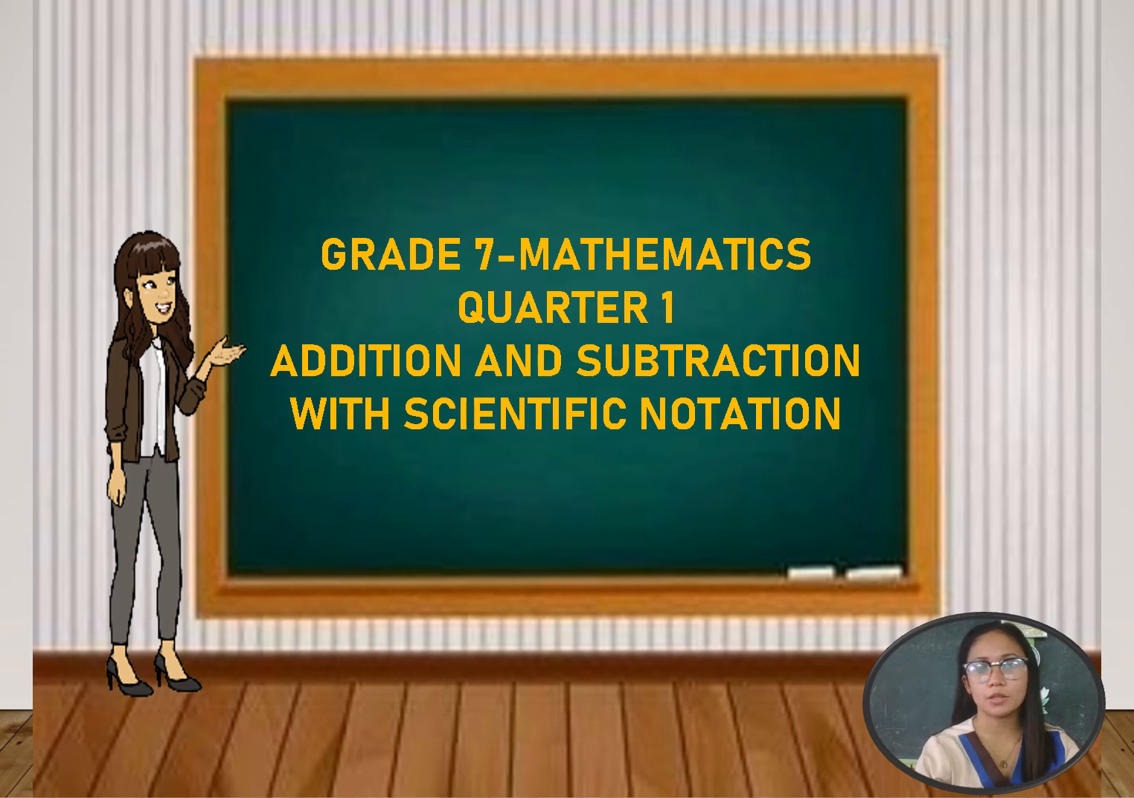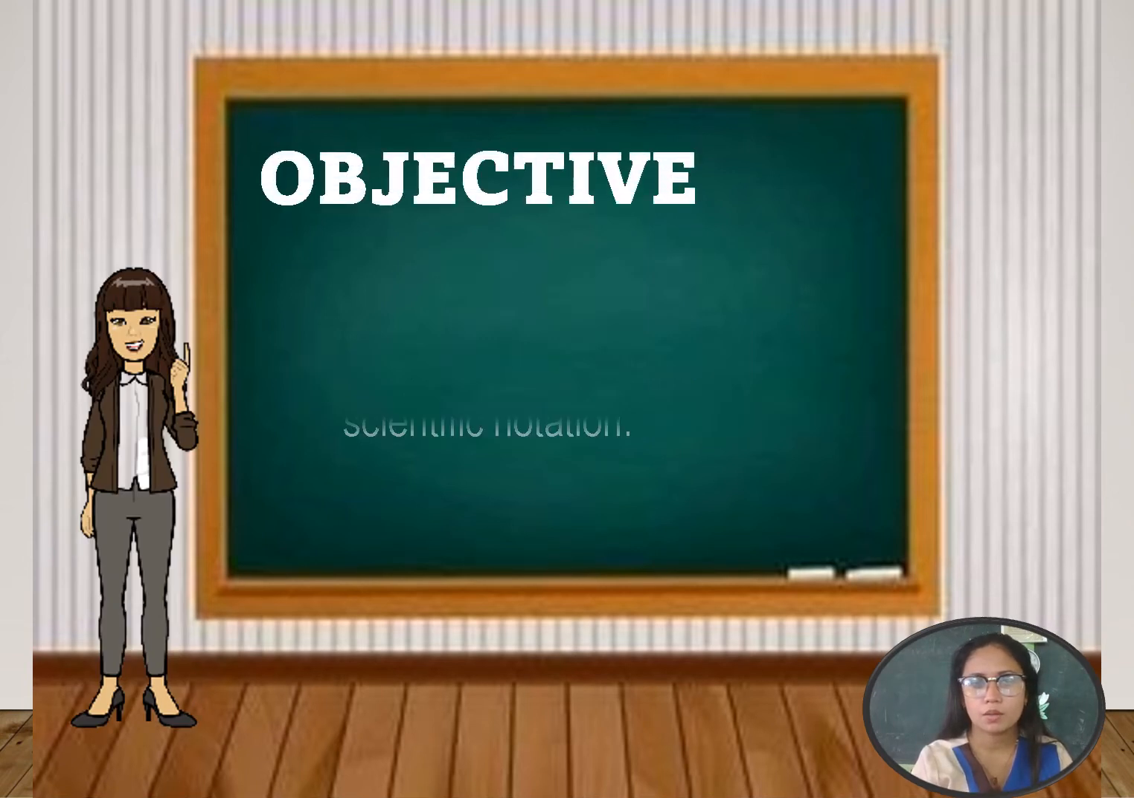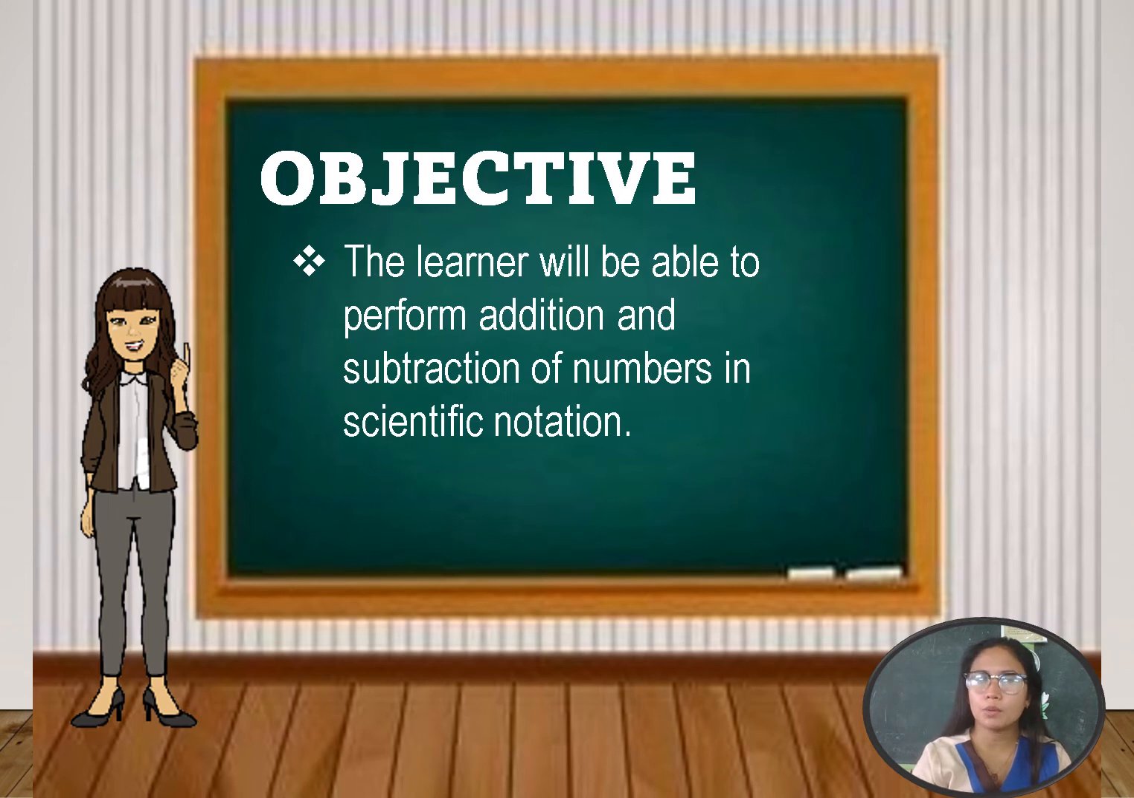Hello grade 7 learners. This topic is all about addition and subtraction with scientific notation. Here is now the objective. The learner will be able to perform addition and subtraction of numbers in scientific notation.